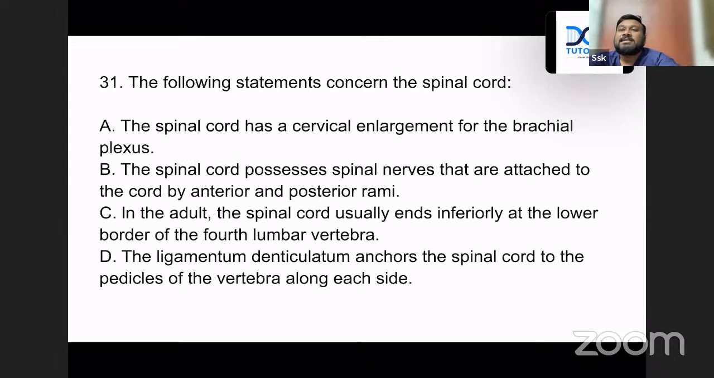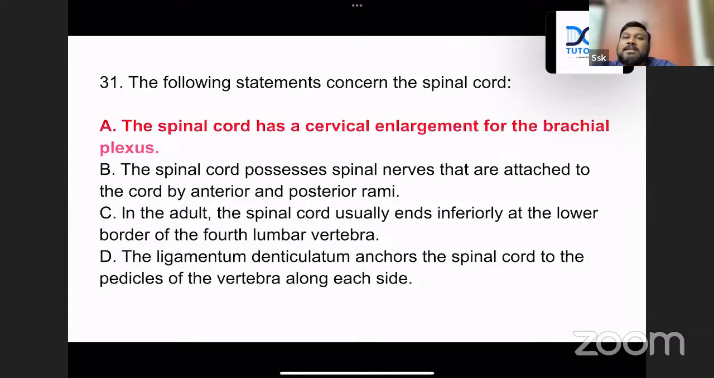Consider the following statements that concern the spinal cord. The spinal cord has a cervical enlargement for the brachial plexus. The spinal cord possesses spinal nerves that are attached to the cord by the anterior and posterior rami. In adults, the spinal cord usually ends inferiorly along the lower border of the 4th vertebra. The ligamentum denticulatum anchors the spinal cord to the pedicles of the vertebra. So the statement that you have to identify here is the true statement. The answer will be the spinal cord has a cervical enlargement for the brachial plexus.